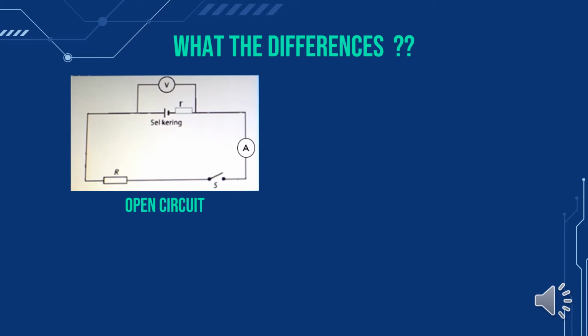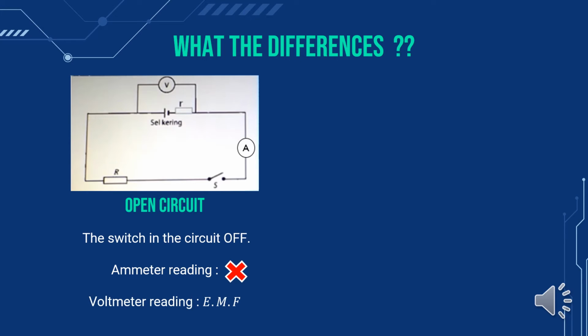Look at this picture. This is an open circuit. It means the switch in the circuit is off. As we can see, there are ammeters here. The function of an ammeter is giving the value of current. So, since the switch in the circuit is off, there is no current flow. And when there is no current flow, the ammeter reading has no value. And in this case, the voltmeter reading is giving you the EMF value of the battery.